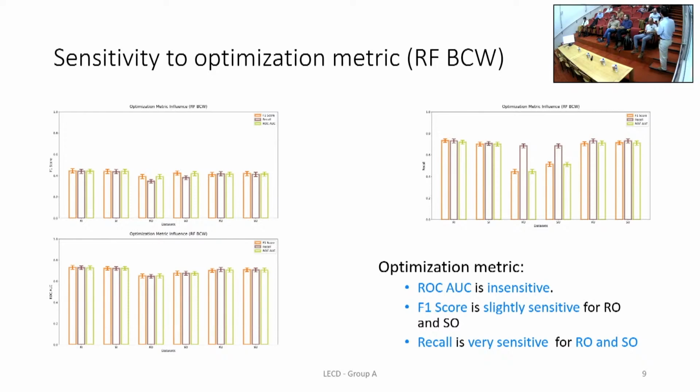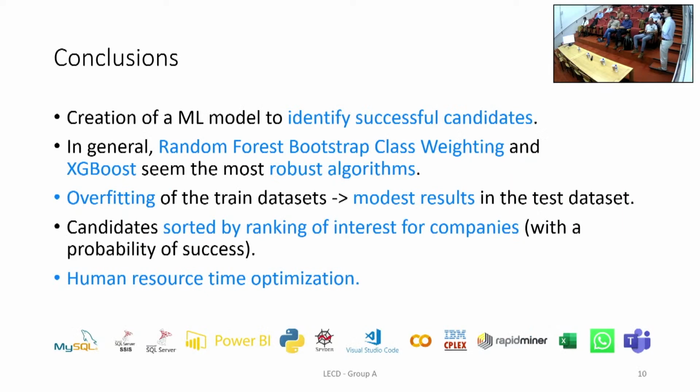So as conclusions, we were successful in creating machine learning models that successfully identify candidates with engagement. Random forest bootstrap class weighting and XGBoost seem to be the most robust algorithms. Regarding overfitting, we believe there is some overfitting on the training data sets. The results I'm showing you here are just from the test data sets. In the training data sets, we have better results. The results are modest, obviously, which is not so surprising for such imbalanced data sets.